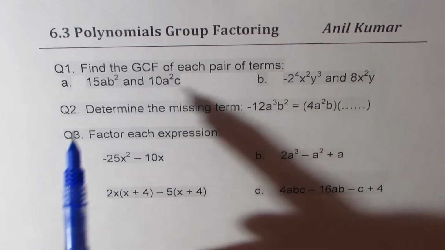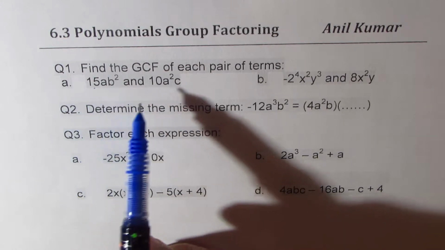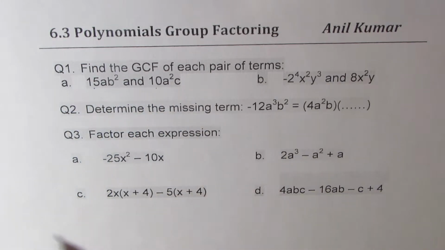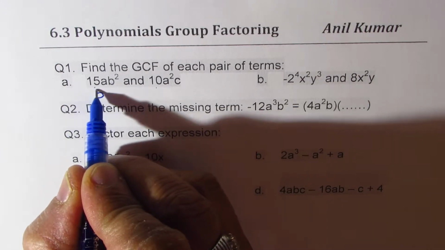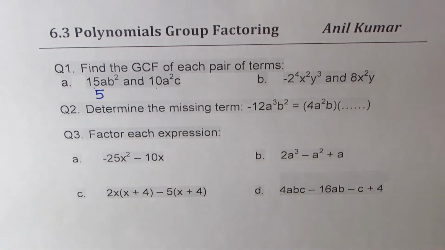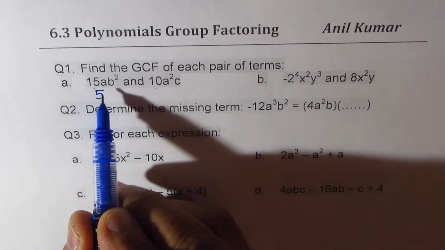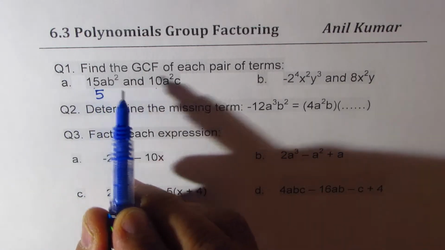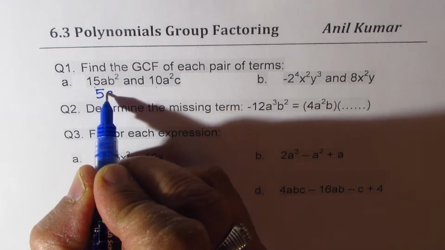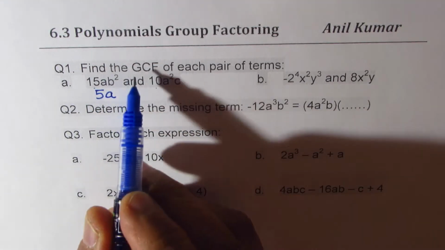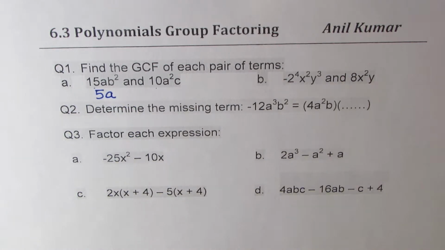Greatest common factor. So look at the numbers first, 15 and 10. What is the greatest common factor here? Well, number 5 is common to both 15 and 10. As far as the variables are concerned, ab square and a square b, a is common, and therefore 5a is the greatest common factor for a.